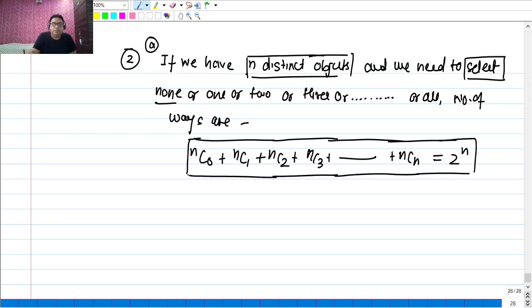This is equal to 2 to the power n. You know this, so keep this thing in mind. This is equal to 2 to the power n. The sum of binomial coefficients from nC0 to nCn is equal to 2 to the power n.